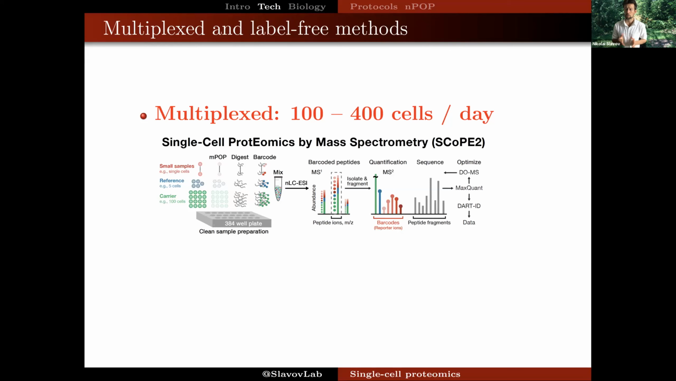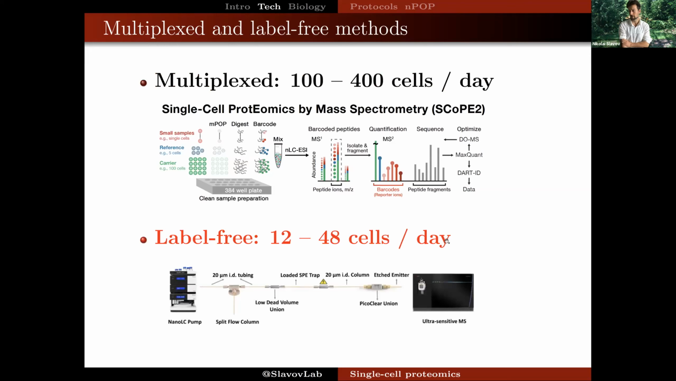And this type of approach allows us to analyze a few hundred single cells per day per single instrument, so a few thousand over the course of a week or so per instrument, many more if one has more instruments. And the other line of investigation has been based on label-free analysis, where the aim is to isolate a single cell and then subject the single cell to liquid chromatography mass spectrometry analysis.